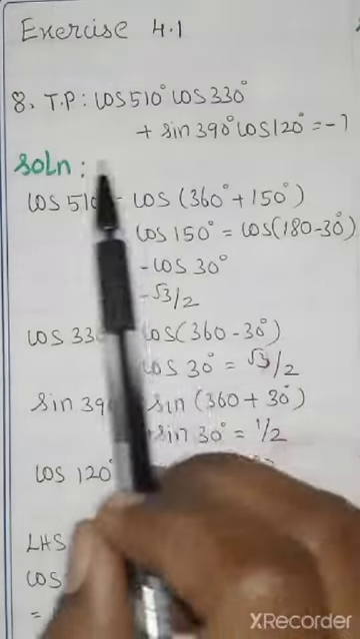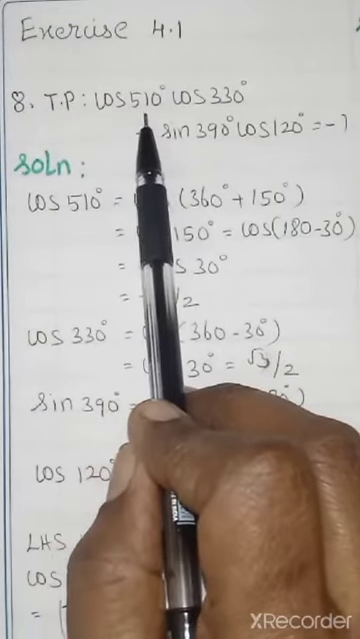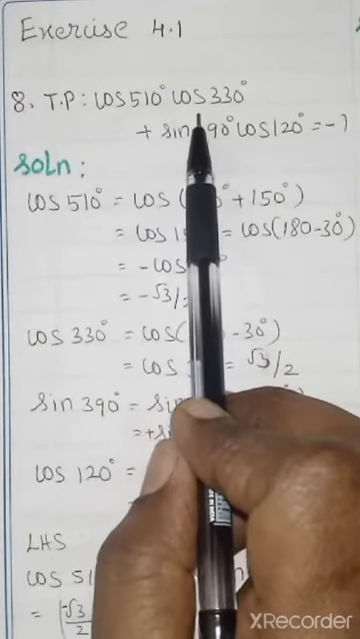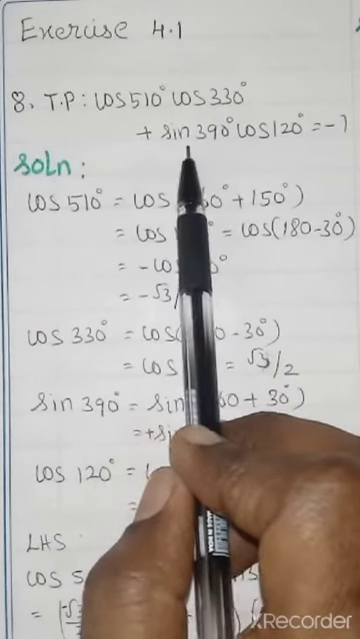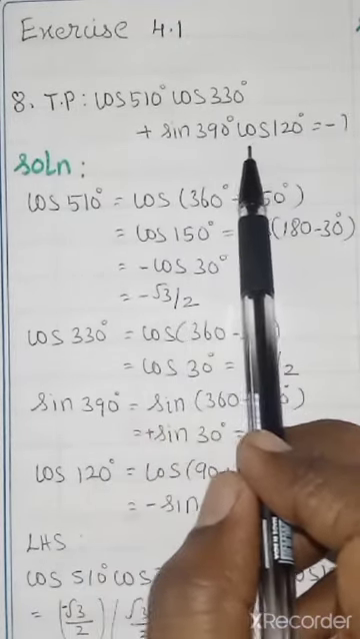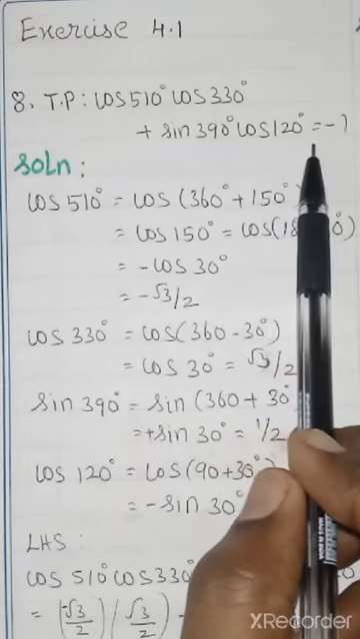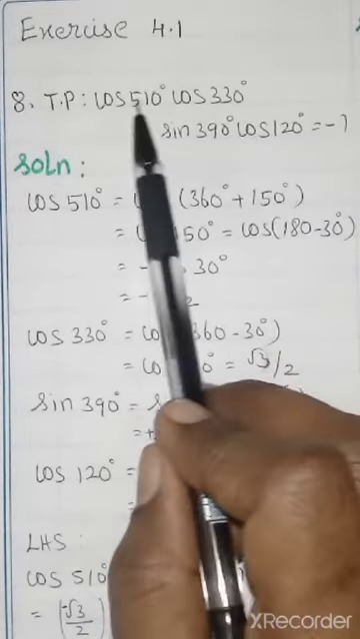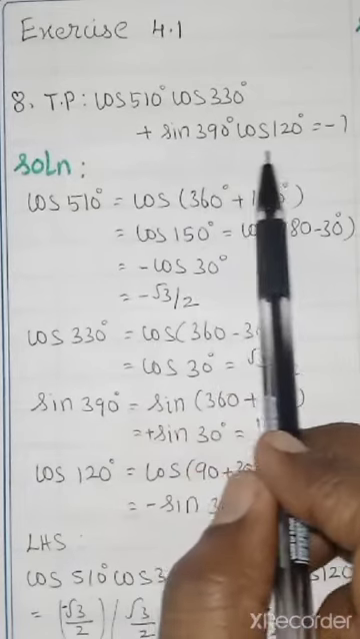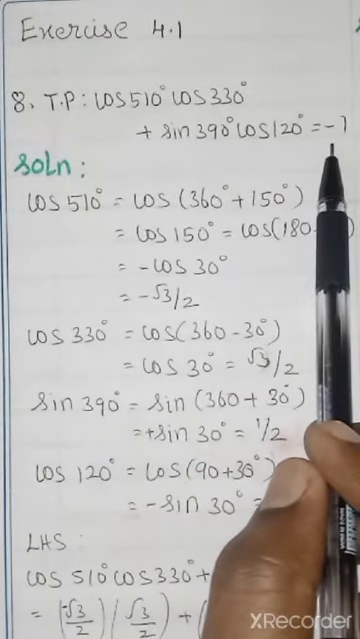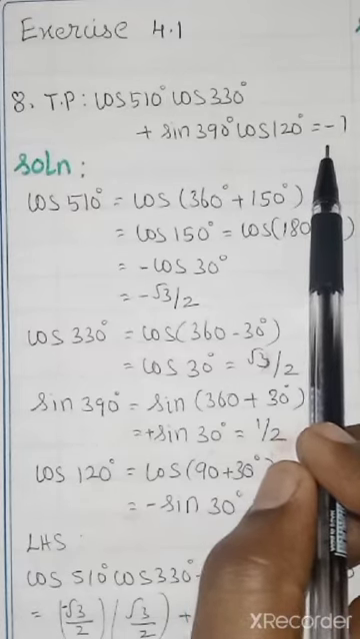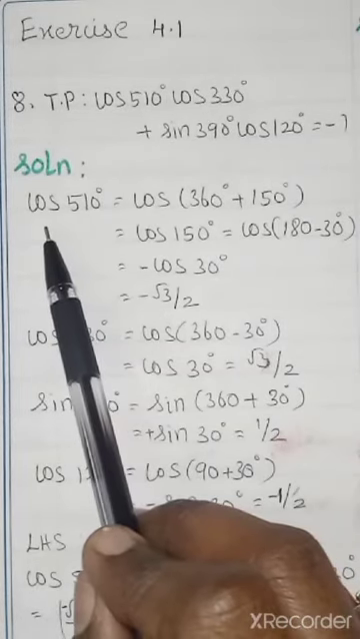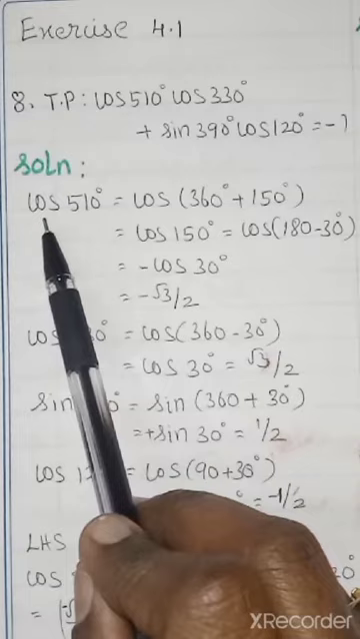Prove that cos 510 degree cos 330 degree plus sine 390 degree cos 120 degree equals minus 1. So if you add all these ratios, we have to get the answer as minus 1. This is your question. Now get into the solution.